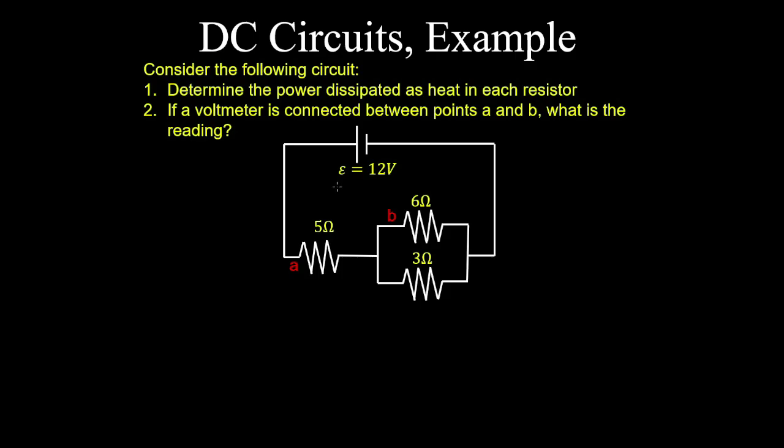Consider the following circuit, and we're first asked to determine the power dissipated as heat in each resistor. So using conventional current, the current's going to flow in this direction, and it's going to be the same across this first resistor, and then branch off into two different currents through the second resistors in parallel. And then by the conservation of charge, the current in is the current out, and it's constant throughout the rest of the circuit.